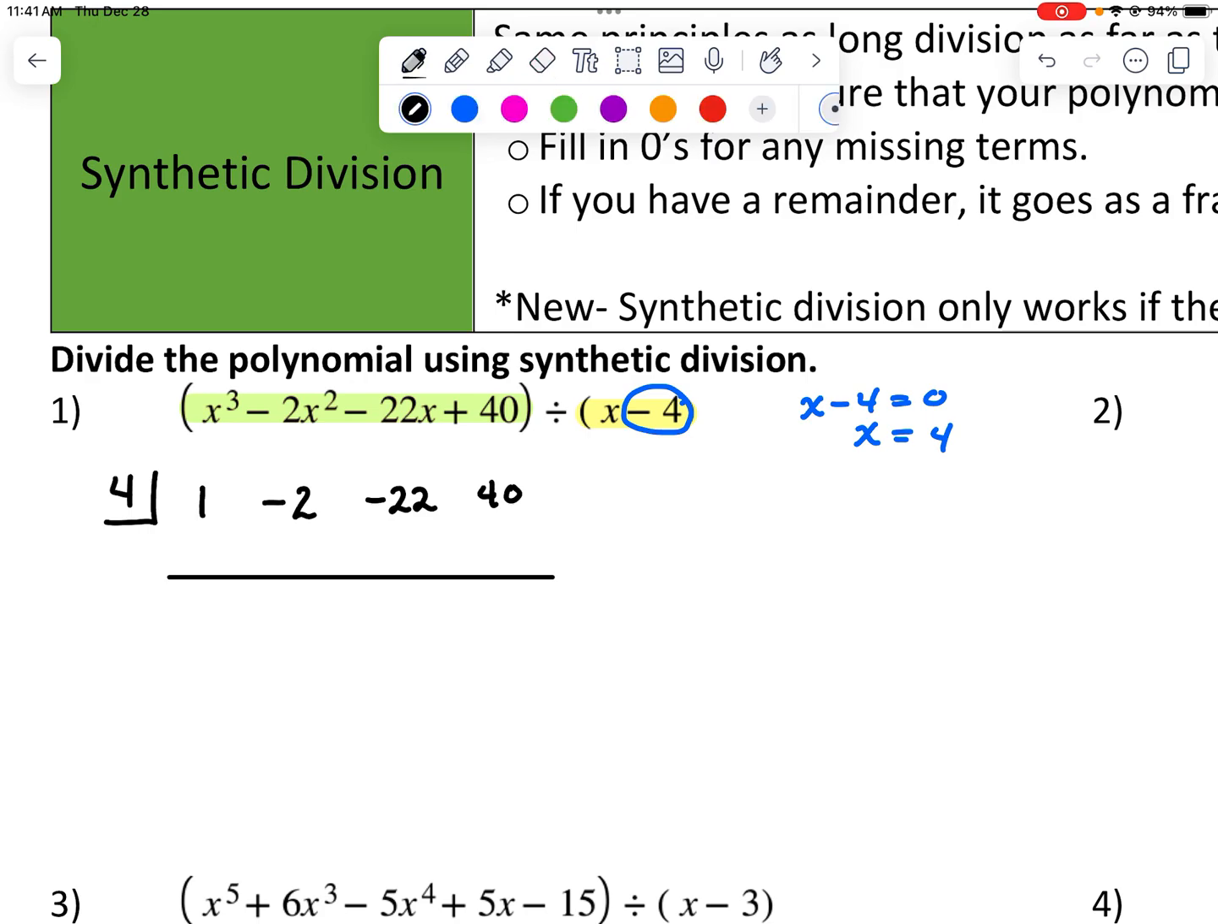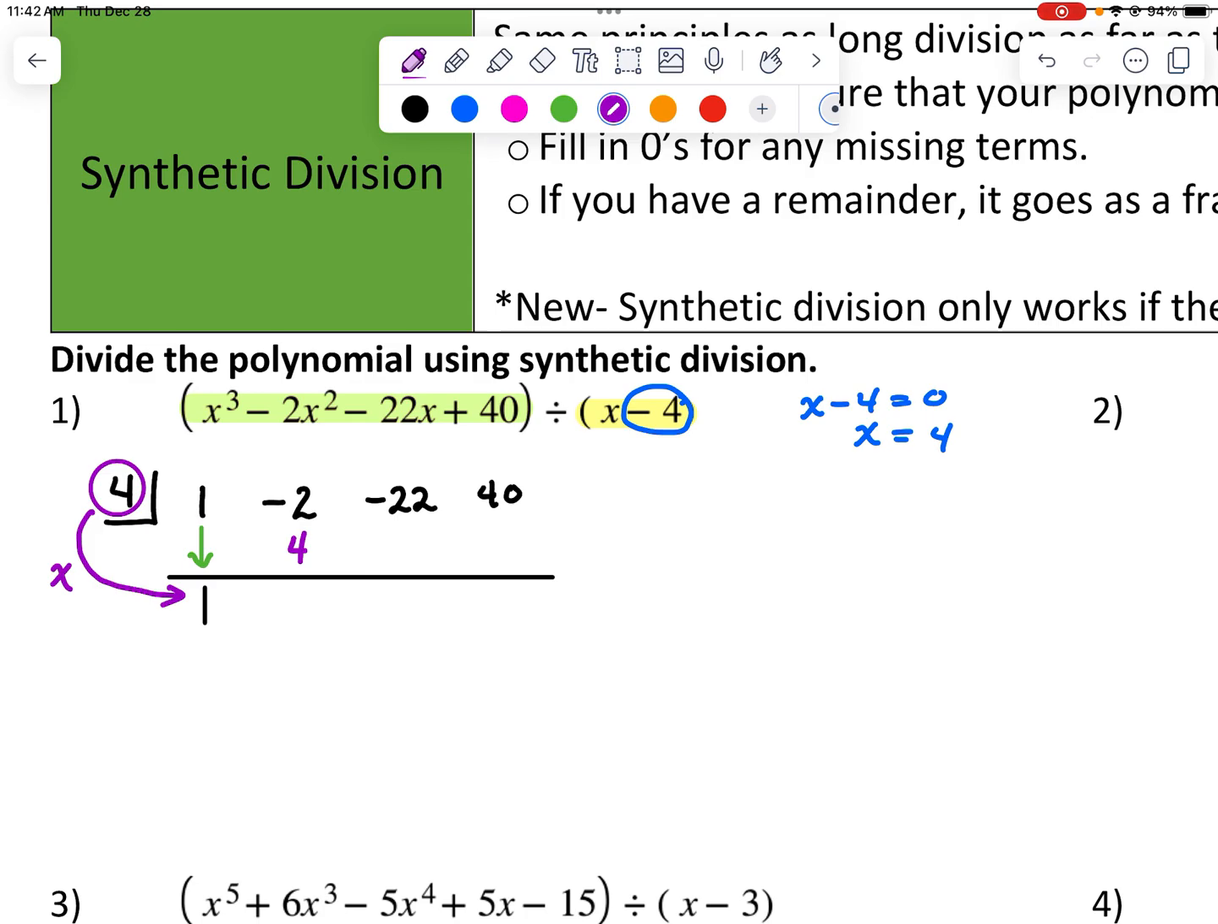And the process is pretty straightforward, but you do need to follow it. The very first thing, which most people have a hard time remembering, is the very first number is just going to come straight down. So our lead coefficient was a 1, so this is going to be a 1. Now we are going to take the number in the box, which is the 4. We are going to multiply it by 1. And 4 times 1 is 4. And we are going to record that 4 right here.